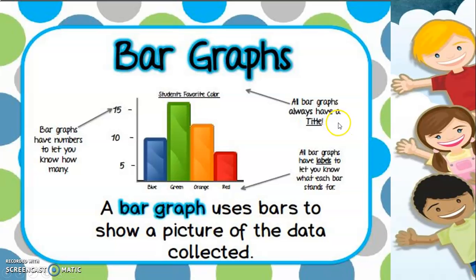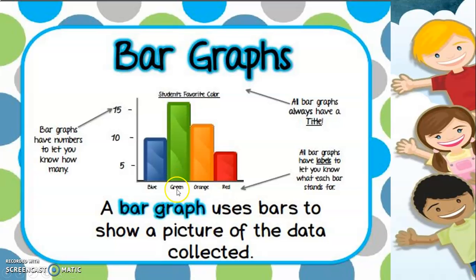And remember that every graph or bar graph always has a title. So here the title of our bar graph is Student's Favorite Color. Let us have an example. For example, the color blue. How many students want the color blue? As we see, the bar of the color blue stops on the number 10. This means that there are 10 students who want the color blue.